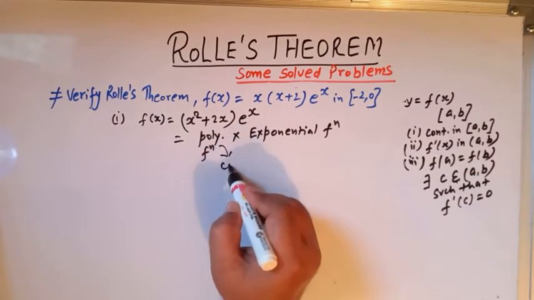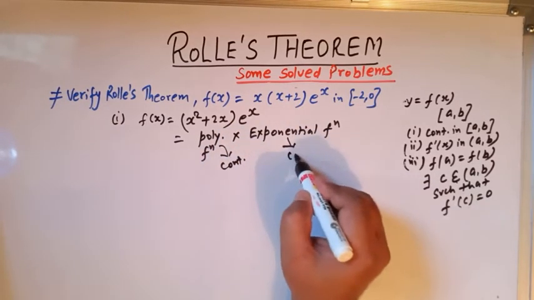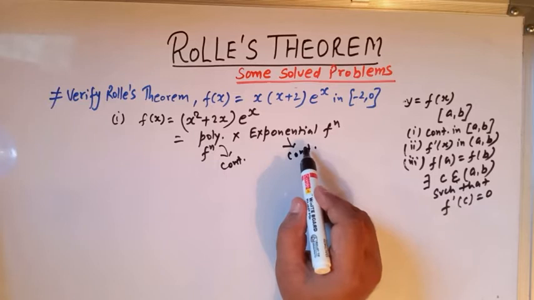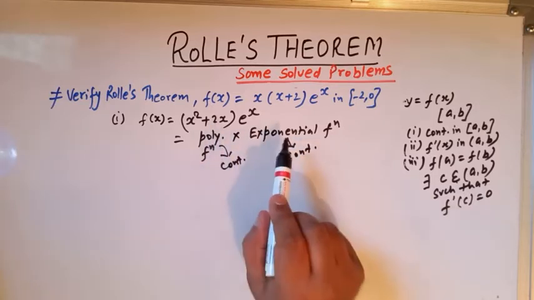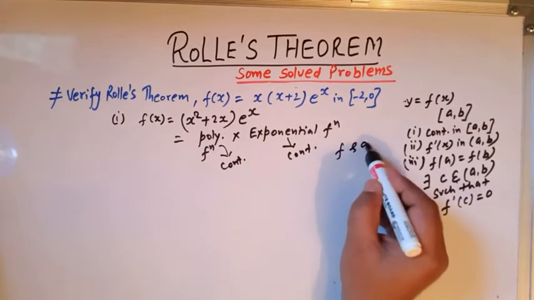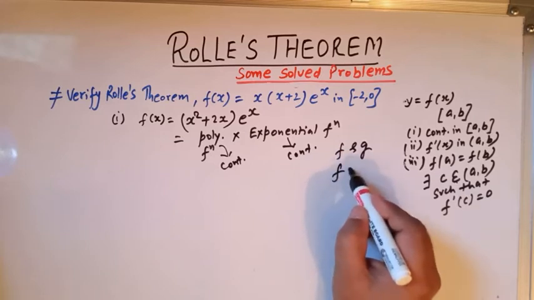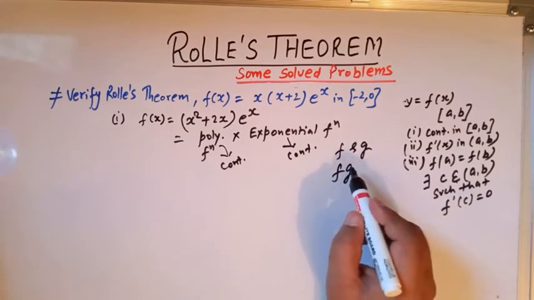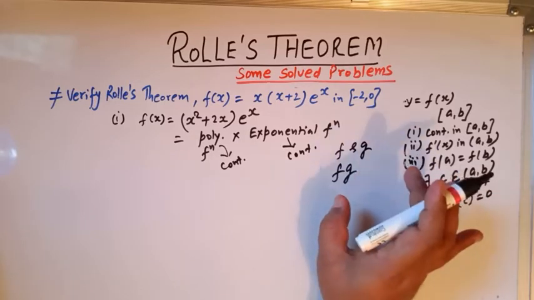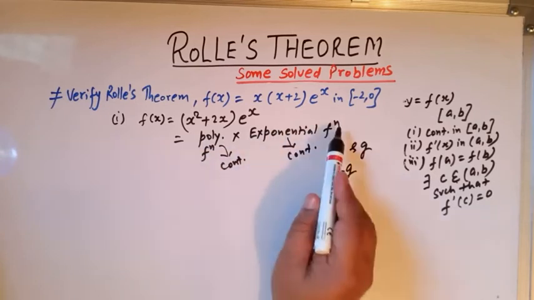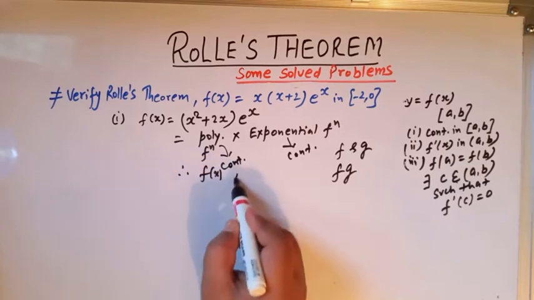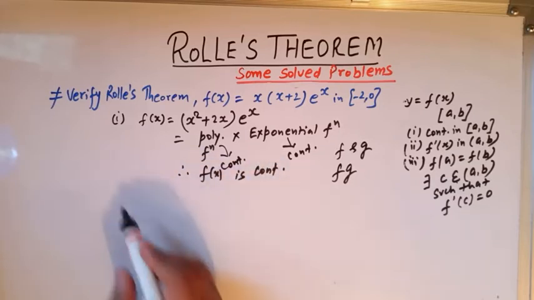So polynomial function is continuous, exponential function is also continuous, and we know from an elementary result from limits that if two functions f and g are continuous in their domain, then their product is also continuous in its domain. Clear? So here the polynomial function is continuous, exponential function is continuous, so the product is also continuous. So therefore f(x) is continuous. Clear? Now the second one.